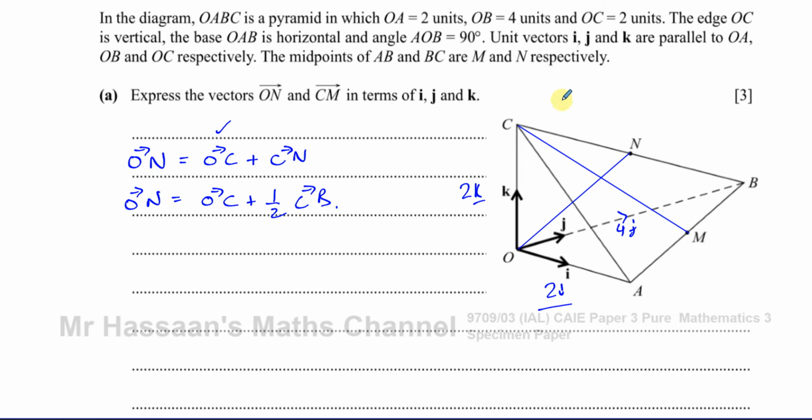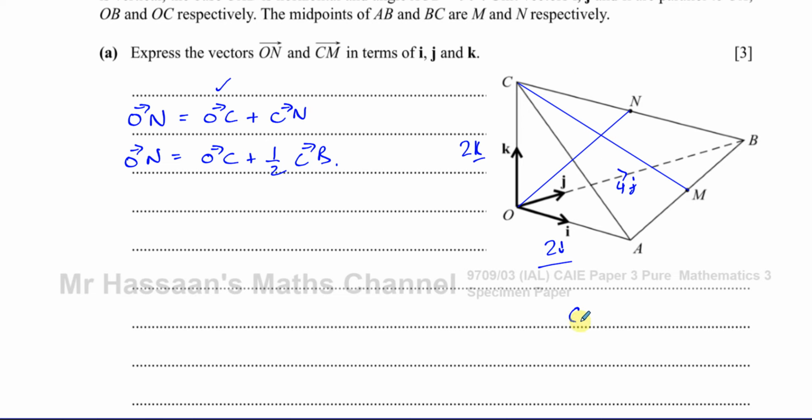Okay, so let's work out what C to B is. I'll do that down here. C to B is if you go from C to O and then from O to B. C to O plus O to B is C to B. So C to O is minus 2K plus O to B, which is 4J. So C to B is 4J minus 2K. So C to N is going to be half of that.